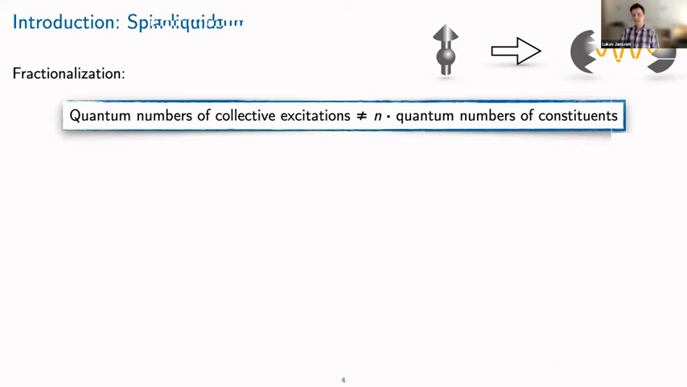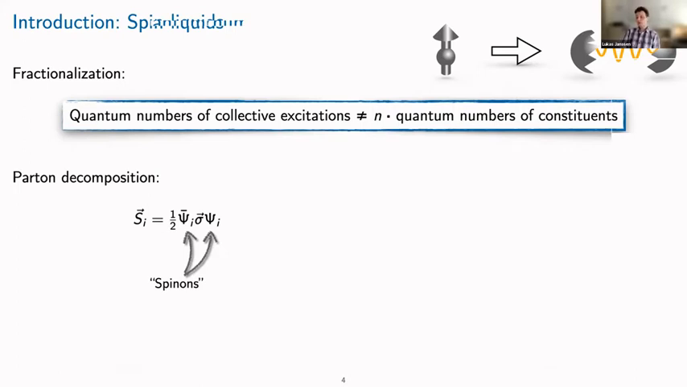And formally, this can be understood in some type of parton decomposition. So think of, say, spin 1/2 operators, S_i, on a regular lattice with lattice site i. They satisfy, of course, the SU(2) spin algebra. But this algebra can be fully represented by fermion bilinears in precisely this way: psi-dagger sigma psi, where sigma are just the usual 2x2 Pauli matrices. But these operators psi are now fermion operators satisfying the canonical anti-commutation relations for fermions.